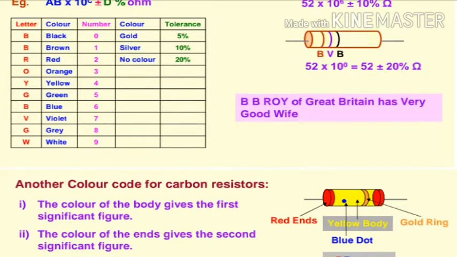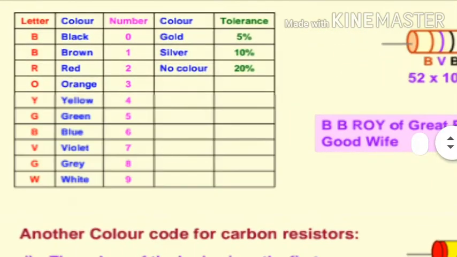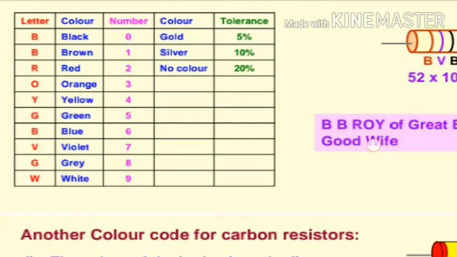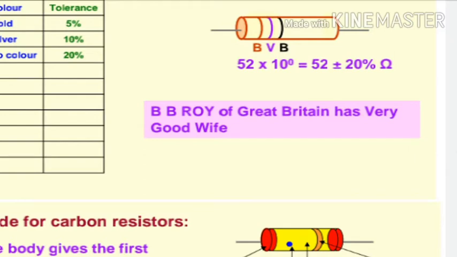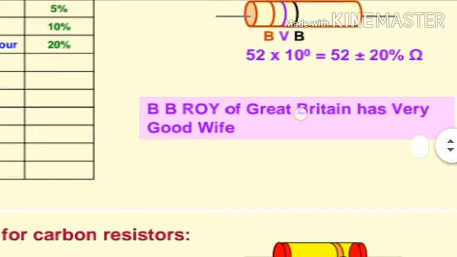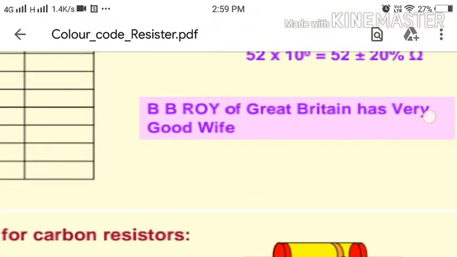We want to know how to learn all these colors and their assigned values. For this we have a simple method or formula by which we can easily learn the assigned value for each color. The formula can be summarized as B.B. Roy of Great Britain has a very good wife.